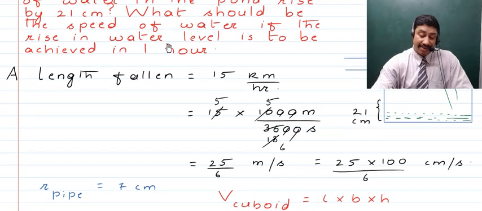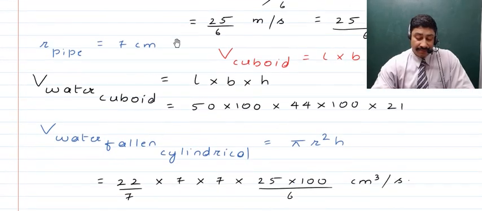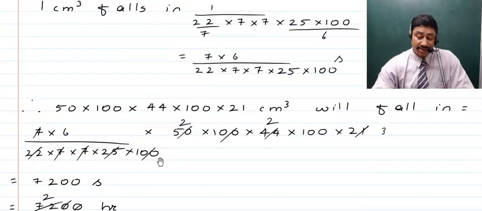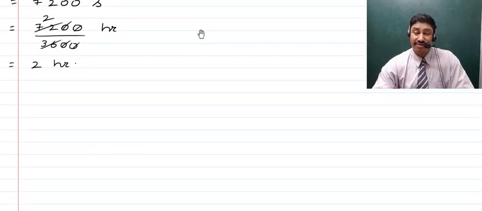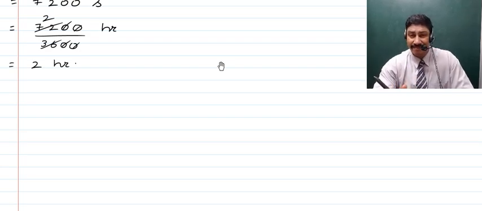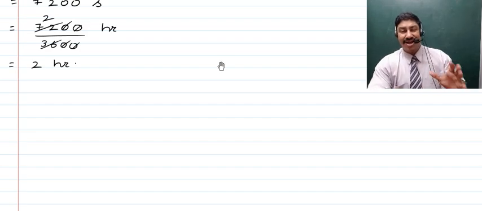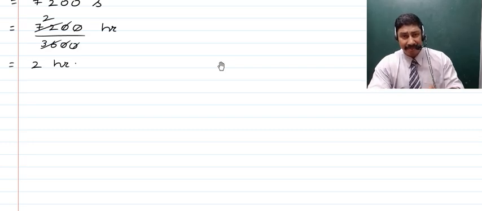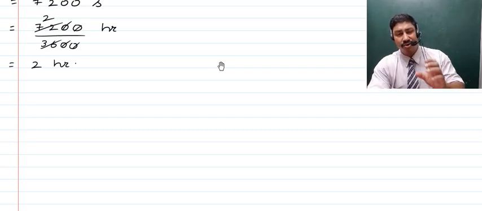Now children, if you've seen the sum carefully, there is another second part to this question. So now we come to that second part. Here we have: what should be the speed of water if the rise in the water level is to be achieved in 1 hour? Okay, so in this question you have to talk about the speed of water which is coming out of the pipe, now a different value, if in place of 2 hours the water gets accumulated in a single hour.